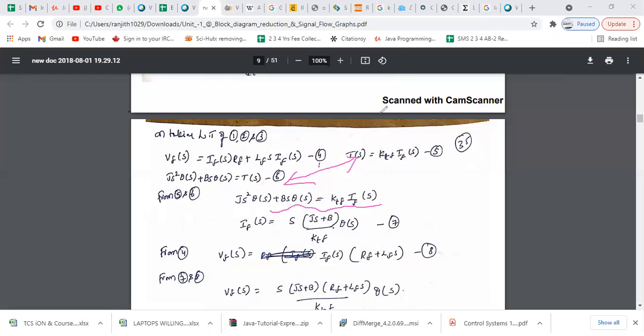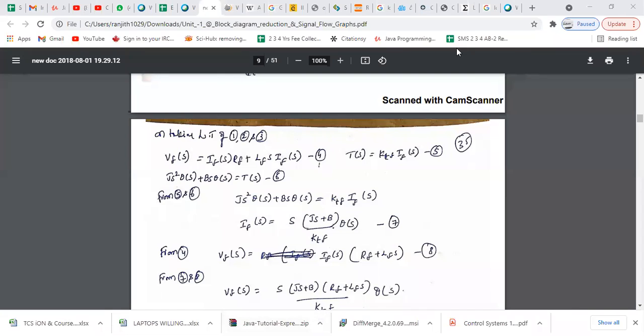From these two equations we are getting this relation. Take theta of S common from these two terms. Move this KTF to your left hand side. So this is the equation we are getting. Here we also took S common, so we get JS plus B; normally it would be JS square plus BS.